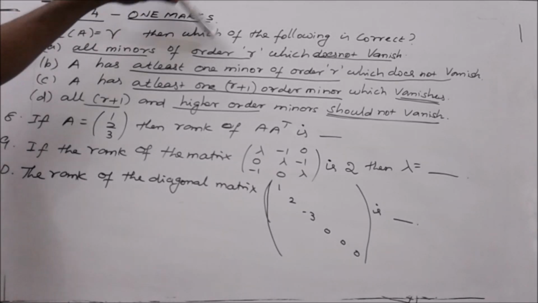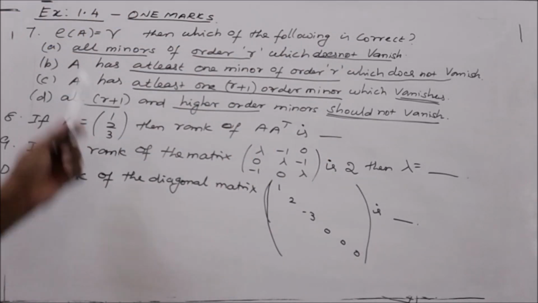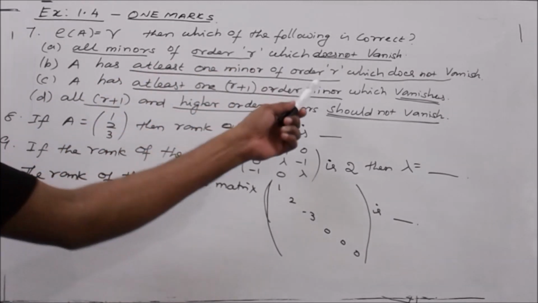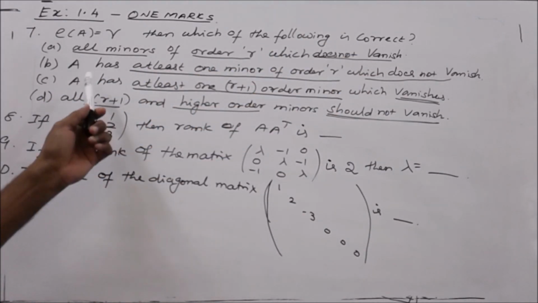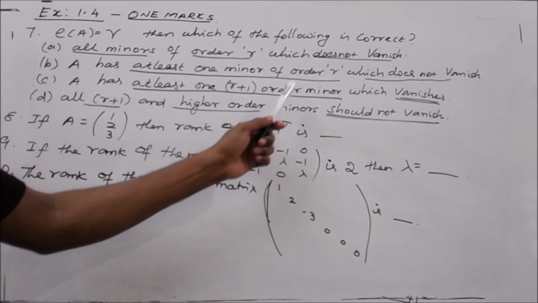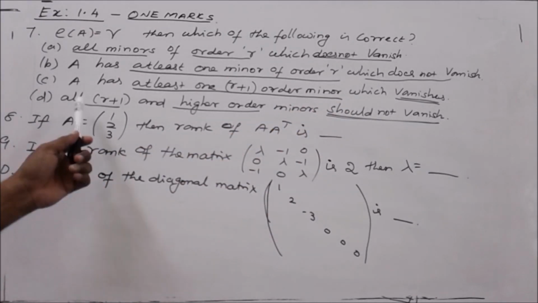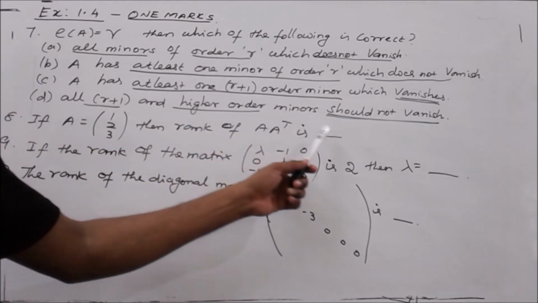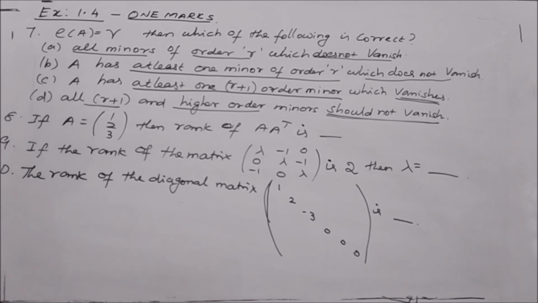All minors of order R do not vanish. At least one minor of order R does not vanish. At least one R plus 1 order minor vanishes. And all R plus 1 and higher order minors should not vanish. Can you think of which one is correct in that? A or B or C or D? Which one is correct?